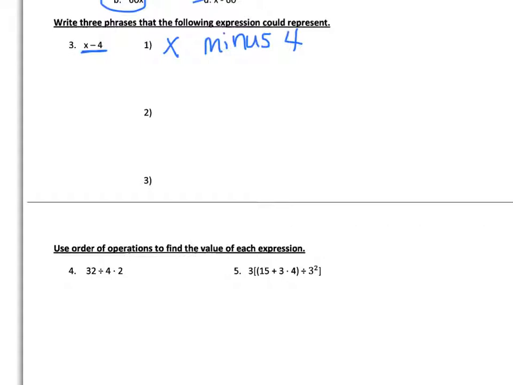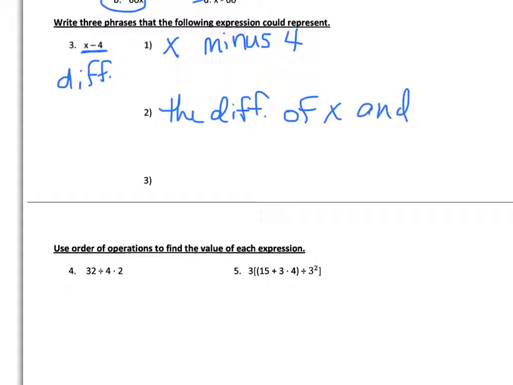We've also learned the word difference. So let's go ahead and put that in. Now when we use that, we say the difference of, and then we list them in the order that they come. So we'll list it with x and 4. So we're going to say the difference, you guys would write that out, of x and 4. Okay? And now we have one more that we need to come up with.